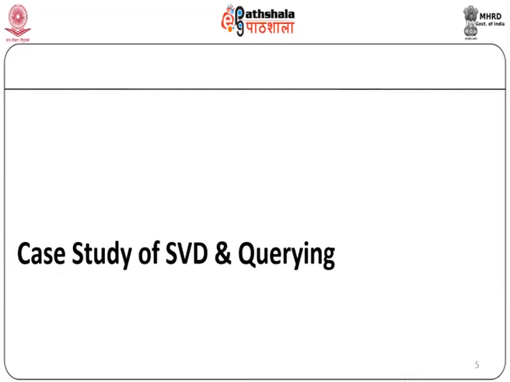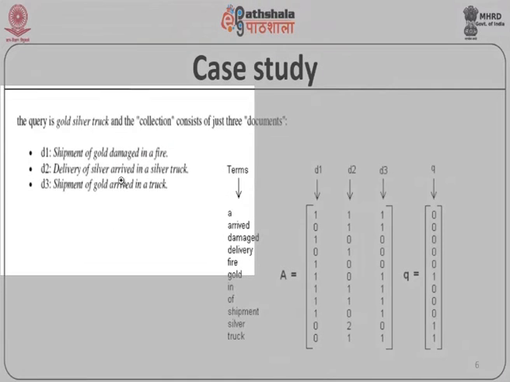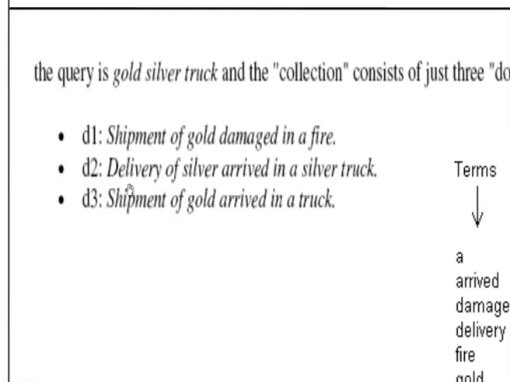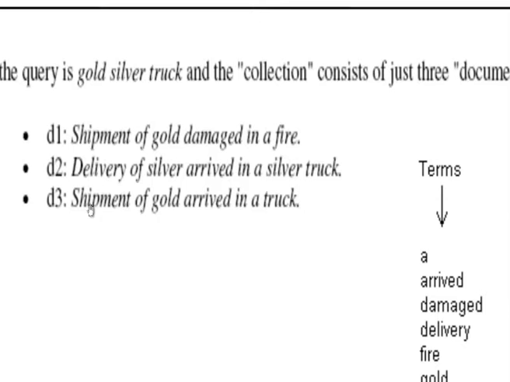Now, let us start with a case study for the SVD technique and then learn how to query. Consider the given set of documents. There are 3 documents: D1, D2 and D3. Document D1 contains the statement: shipment of gold damaged in a fire. Document D2 contains the statement: delivery of silver arrived in a silver truck, and document D3 comprises the statement: shipment of gold arrived in a truck.